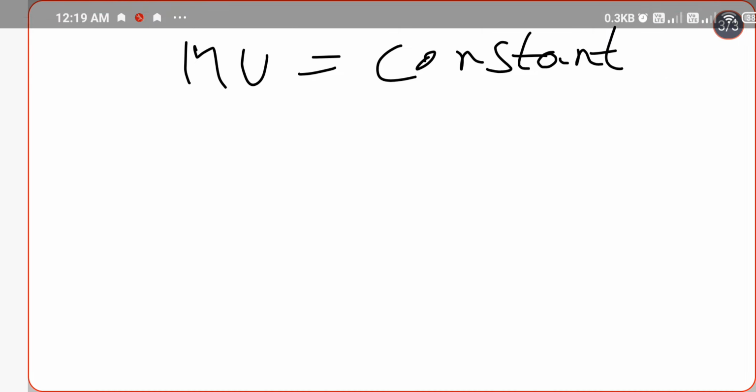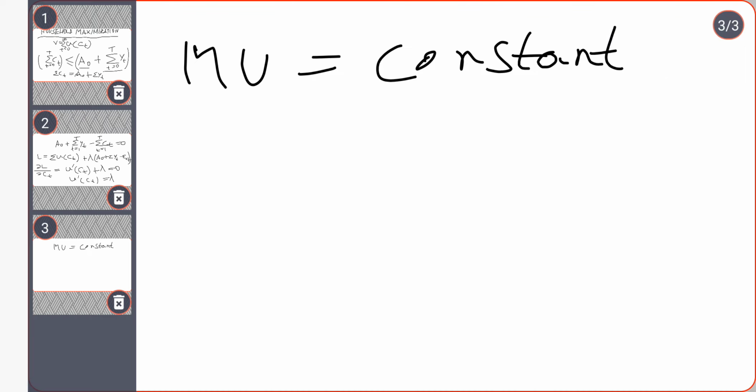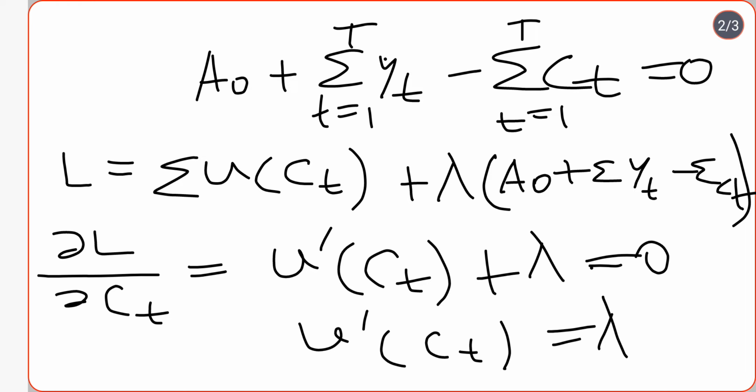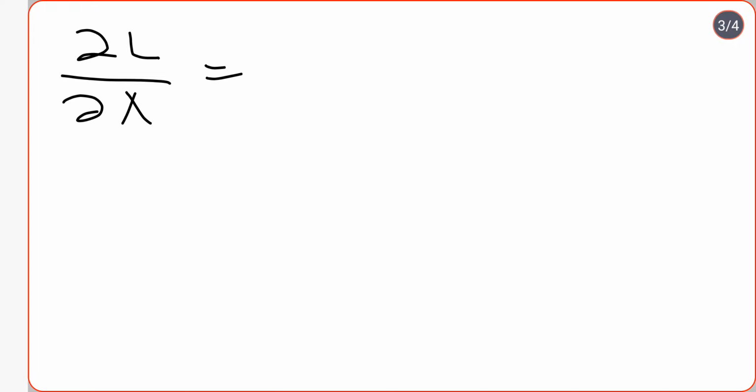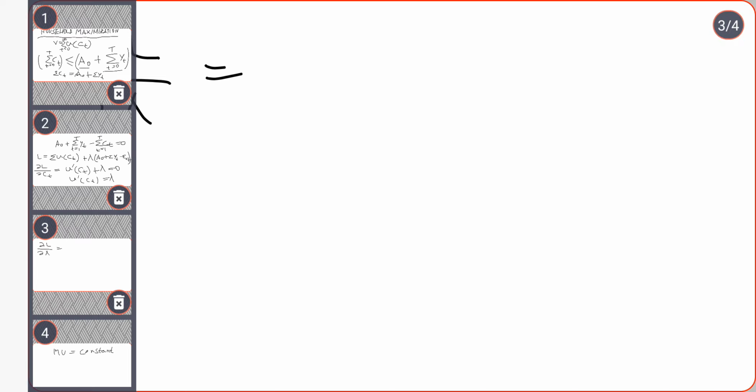Similarly, if we see the previous slide, then we have already done the partial derivative of the function with respect to Ct. Now if we do the partial derivative of the function with respect to lambda, then we will arrive at the constraint function again. Let's see it.